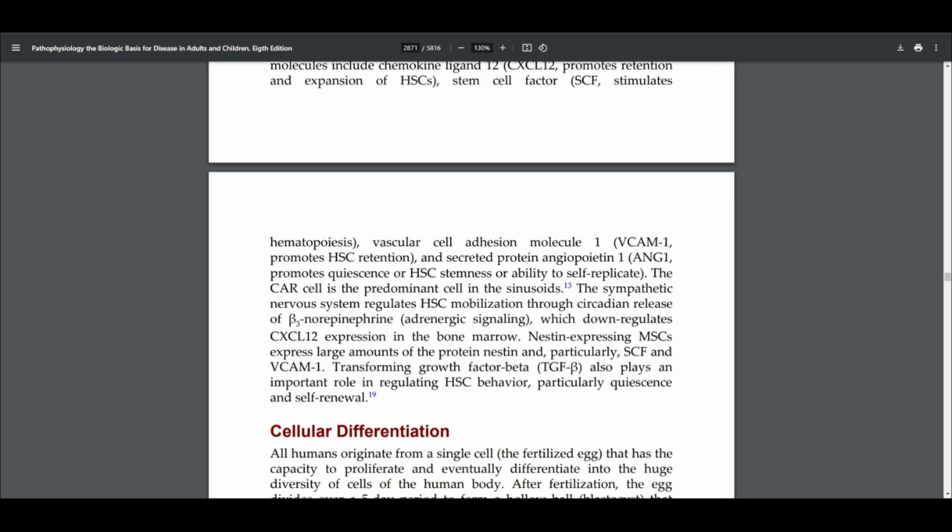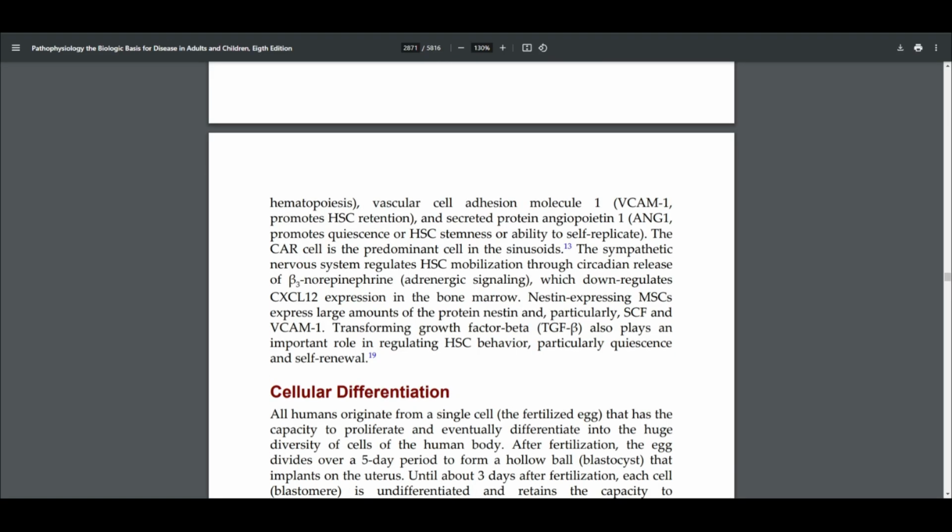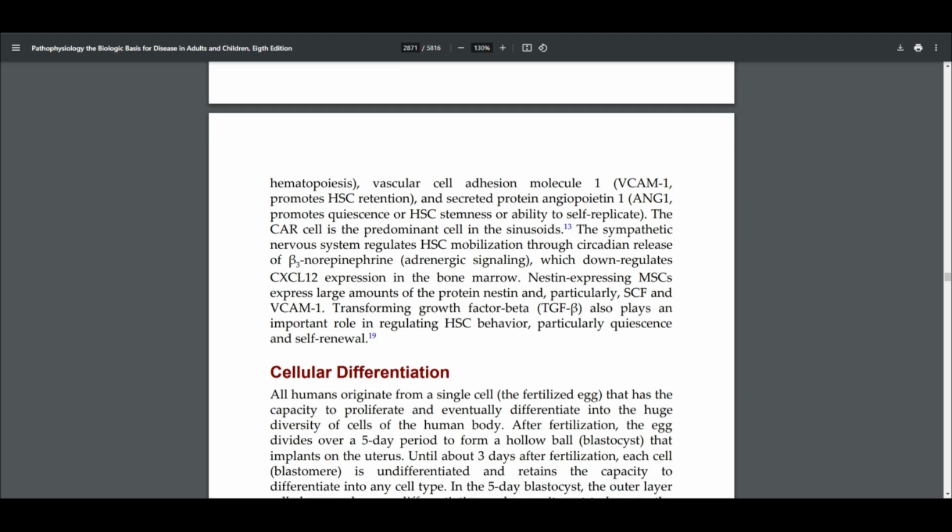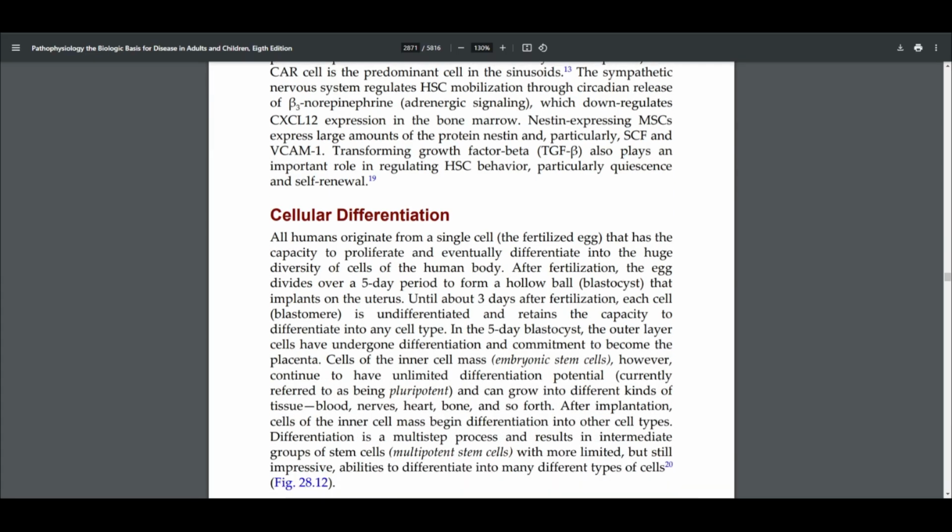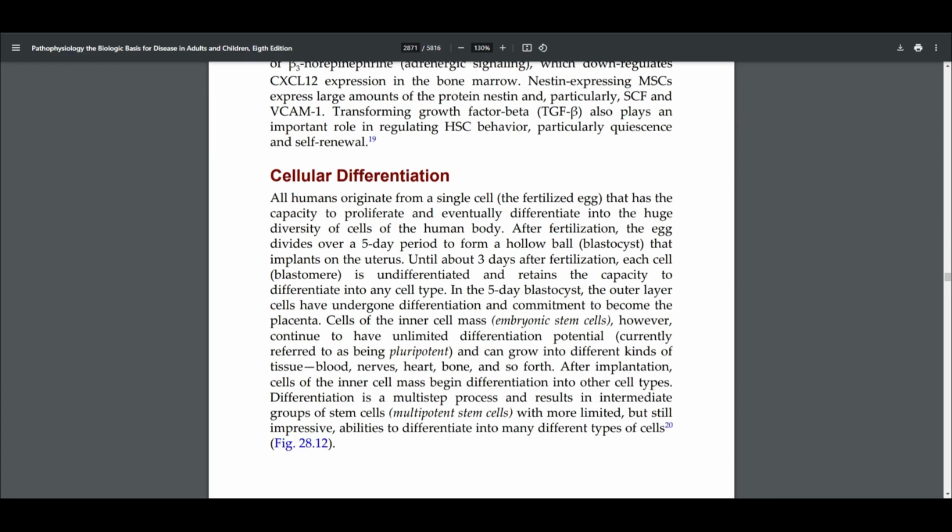The sympathetic nervous system regulates HSC mobilization through the circadian release of norepinephrine, with beta-3 adrenergic signaling, which downregulates CXCL12 expression in the bone marrow. Nestin-expressing MSCs express large amounts of the protein nestin, and particularly SCF and VCAM1. Transforming growth factor beta also plays an important role in regulating HSC behavior, particularly quiescence and self-renewal.